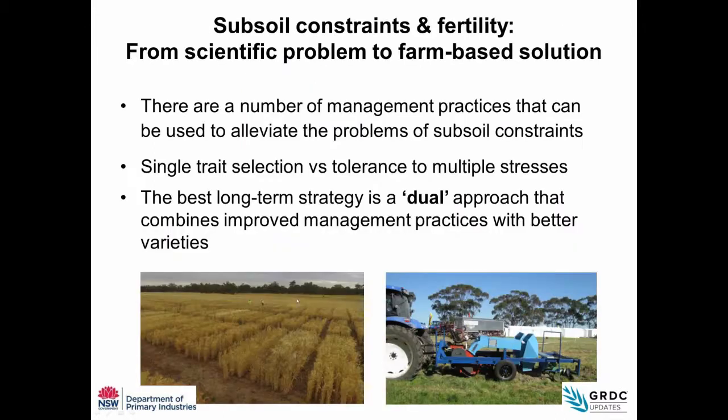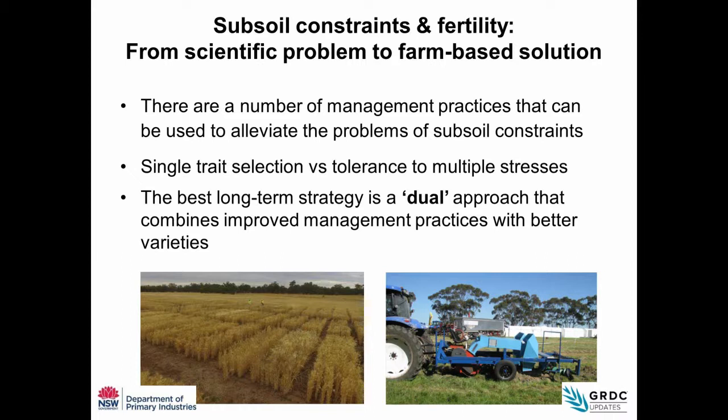I notice I don't have much time and I have a few slides left, so I'll try to summarize the second part of the talk very briefly. As you remember, I talked about variety improvement and that the best long-term strategy is a dual approach. The second approach is managing subsoil constraints by adding some sort of amendment that is capable of tackling that issue.